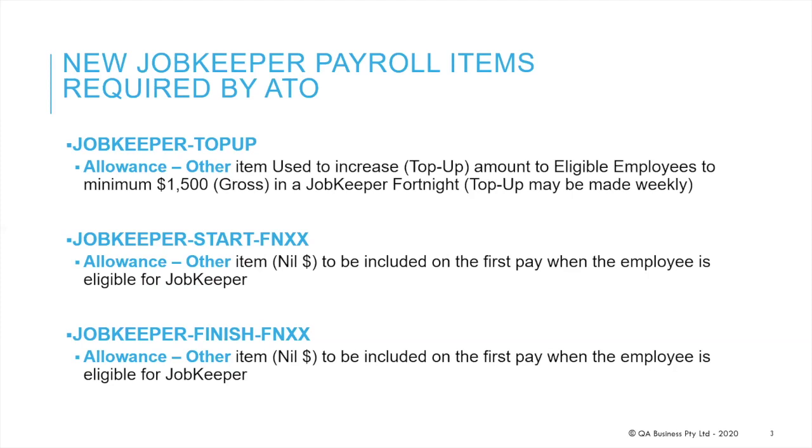JobKeeper-Finish-FN-XX, and XX means whichever JobKeeper fortnight that the actual employee is no longer entitled for JobKeeper. Again, this is an allowance other type. It's a nil dollar value, and it's to be included on the first pay when the employee is ineligible for JobKeeper.